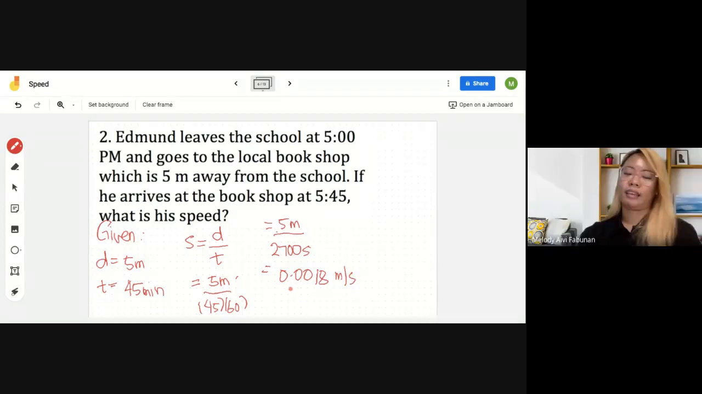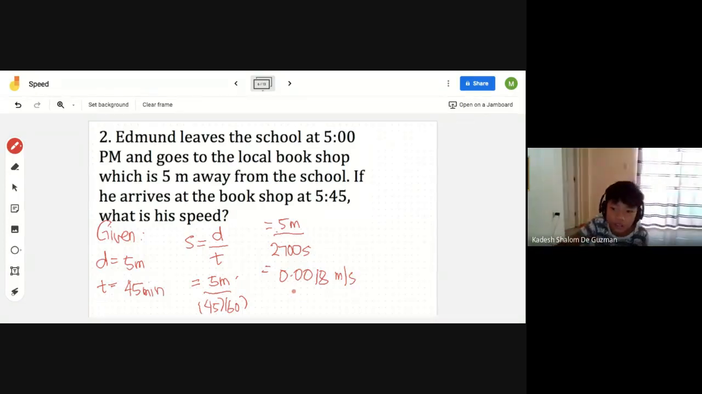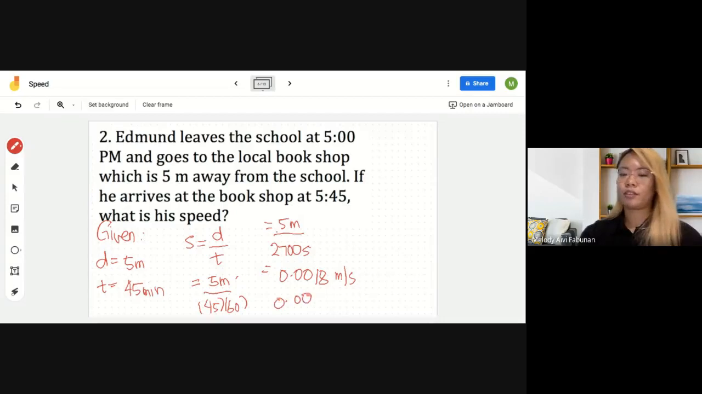Teacher, pwede siya maging 0.0019. Yes, kasi yung katabi niya. Yes po. When rounded off, 0.0019 meter per second. So basically, similar, very close doon sa speed niya when he was walking from home going to the school.